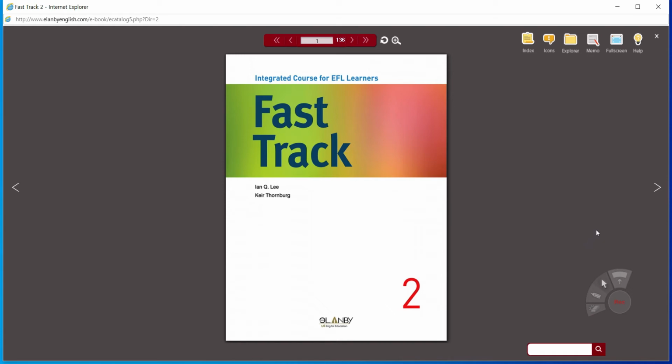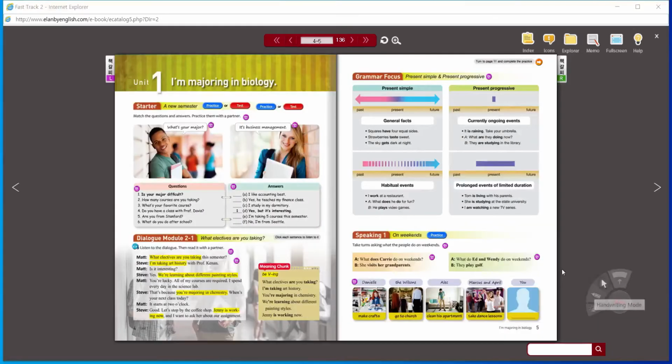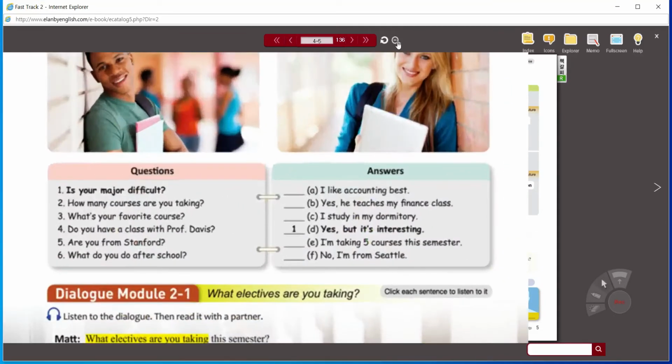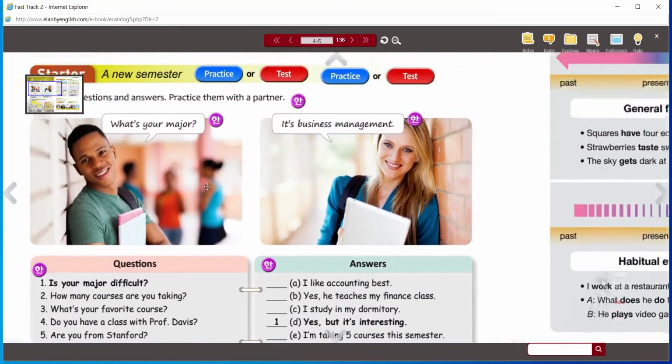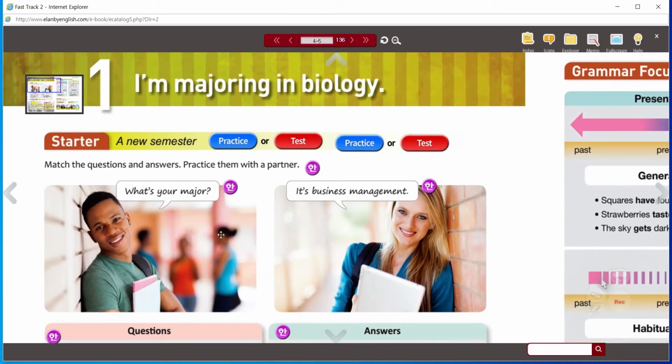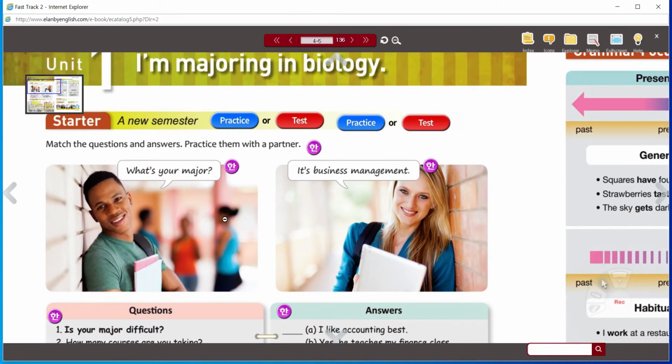All right, let's begin with our starter activity on page 4. We're going to start right at the top. We're given two pictures with two individuals. Apparently they are talking to each other. The man on the left is saying, "What's your major?" The woman on the right is answering, "It's business management."